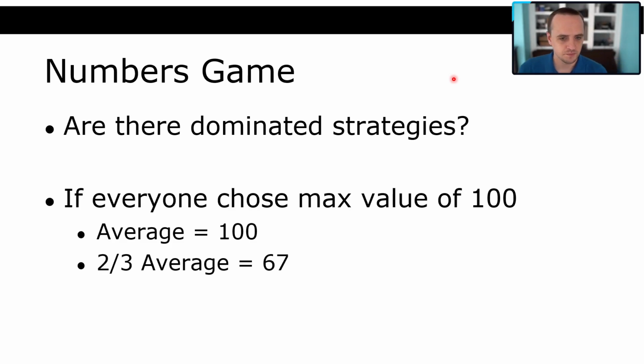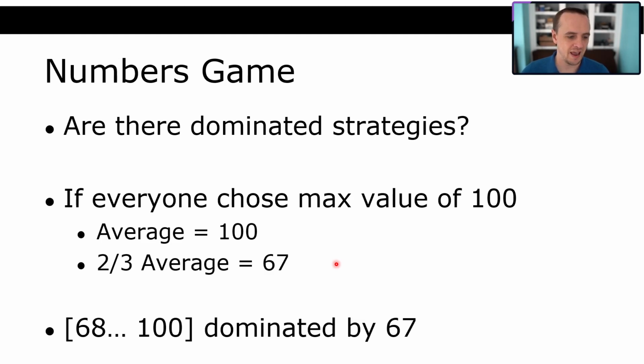So let's work with the highest possible number. If every single person in the class chose 100, then the average of those would be 100, and 2/3 of that average would be 67. Okay? So that means that the highest possible 2/3 of the average is 67. Meaning that everything, so people are saying greater than 66, I would say greater than 67 just because we round up.